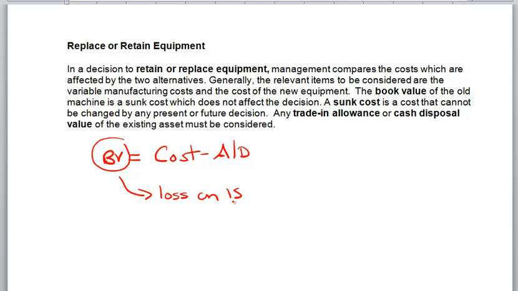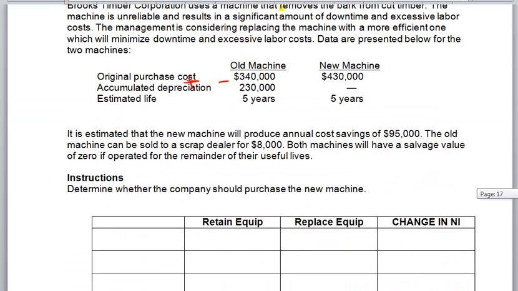And if there is a trade-in value, or trade-in allowance or cash disposal value, that will be considered in our analysis because that is a relevant piece of information. So again, book value of the old machine is a sunk cost and does not impact our decision. So let's look at an example and see how this really works.